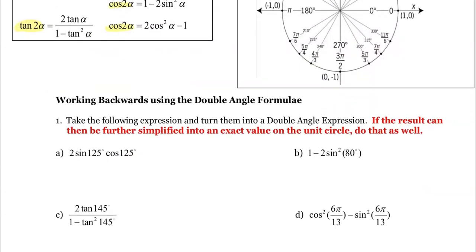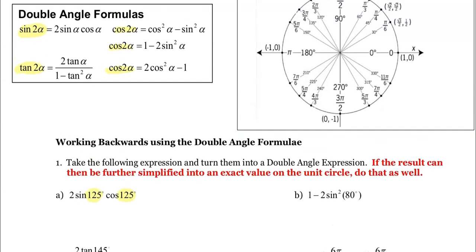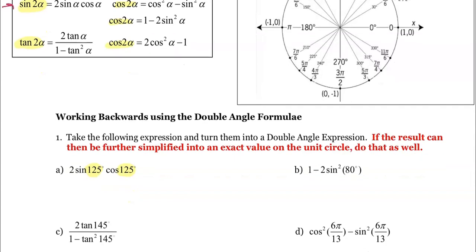So, for example, this first one, here is my alpha. It is 125. This expression matches with this right here. So this really, in a prior life, was sine of 2 times the 125, which equals sine of 250. Now I look at my unit circle, and 250 is not a unit circle angle, so I am done. This is my final answer with this first problem.